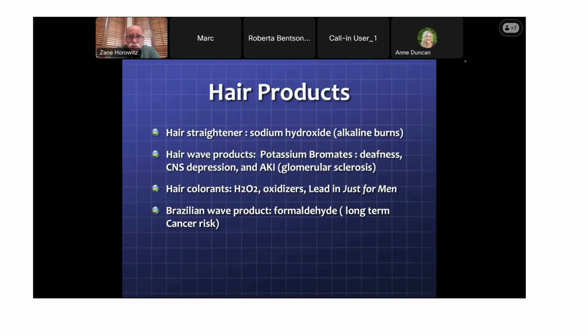Most of the hair colorants are just oxidizers. They're a little caustic. They have low levels of hydrogen peroxide, but once again, you have to read the bottle to see what the final strength is. Some of them are concentrates, I guess, and they could lead to problems. There's a tiny bit of lead in the product called Just for Men to get the gray out, but it's not enough to cause lead poisoning acutely, even if you drank a whole bottle. The Brazilian wave, which was popular a few years ago, maybe still can get it, has formaldehyde in it. That's a long-term cancer risk, but as far as short-term injury, it's probably more irritating and desiccating than truly causing esophageal injury.